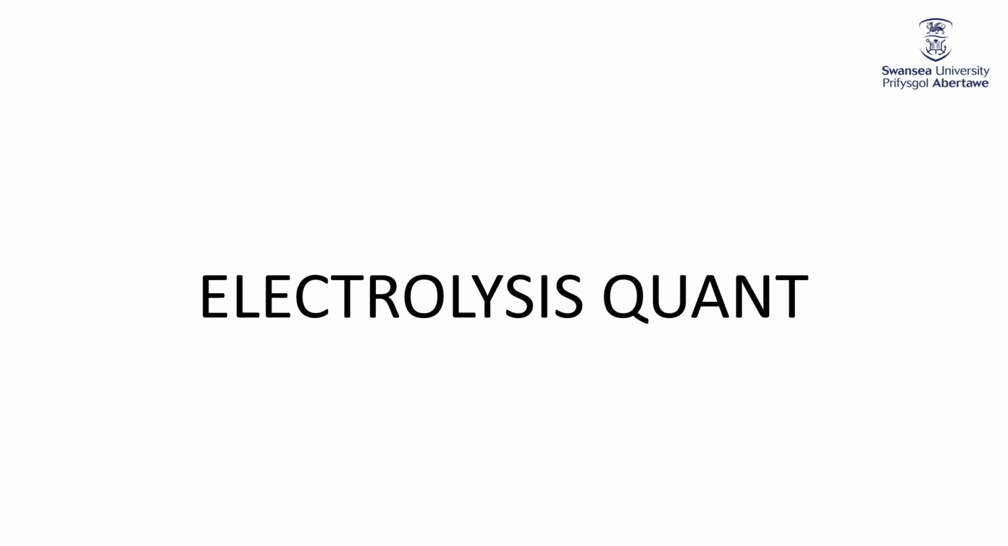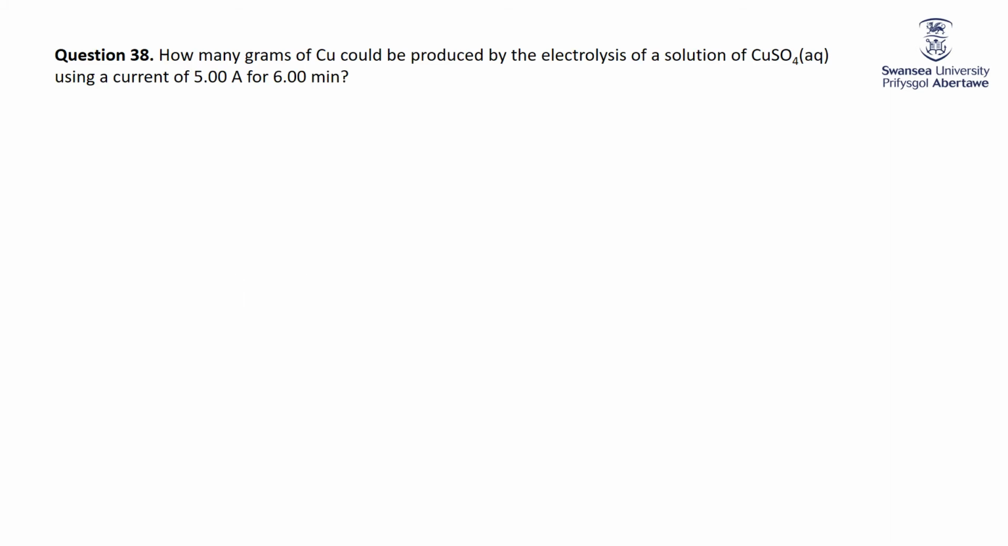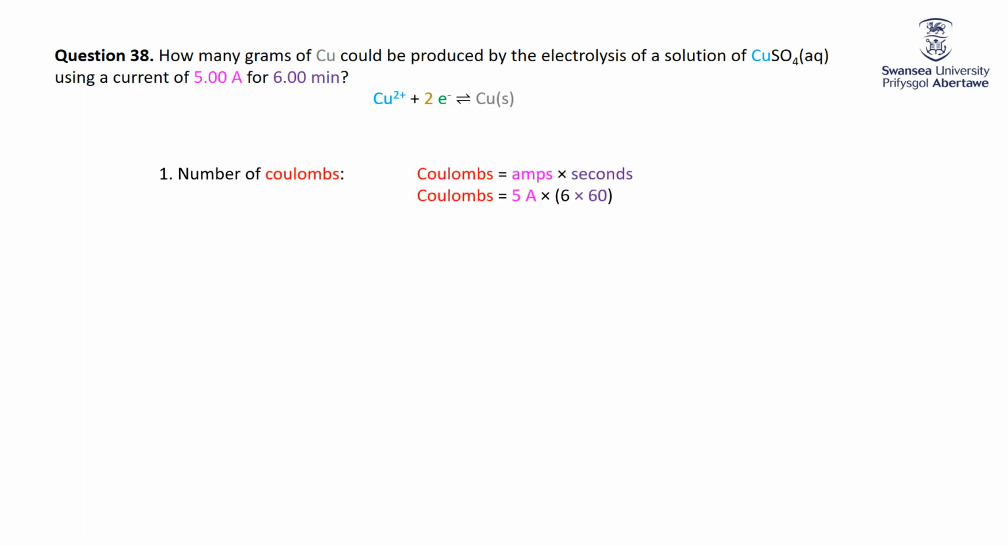So everything we're going to do here is based around having part of the calculation involving determining the number of moles of electrons. How many grams of copper could be produced by electrolysis of a solution of copper sulfate using a current of 5 amps for 6 minutes? So the first thing we see here is that we've got 5 amps for 6 minutes. So that means we can calculate the coulombs. Coulombs is amps times seconds. Throw in everything there, and we have 1800 coulombs.